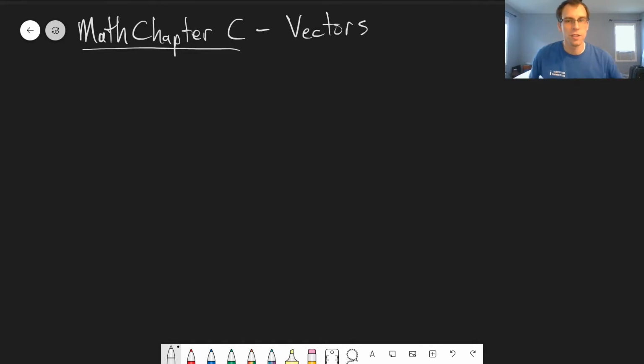As we start moving into the next few chapters in this class, we're going to be looking at systems that are in multiple dimensions. And when we have things in multiple dimensions, we often care about directions as well as just quantities. And so we're going to do a brief review of vectors. Hopefully this is familiar material, but this is Math Chapter C in the textbook.